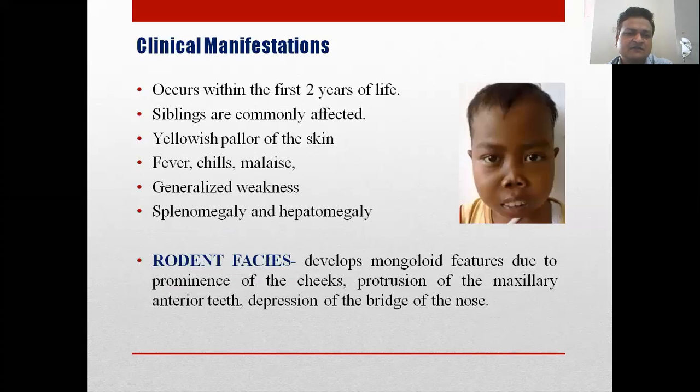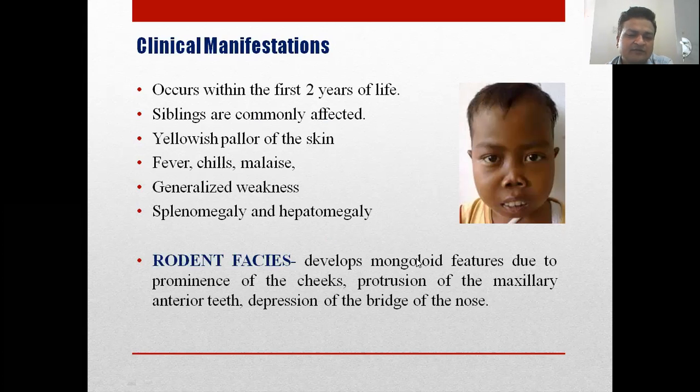Clinical manifestations in thalassemia cases occur within the first or second year of life, right? Siblings are commonly affected. 1 to 1 generation में तो हो ही जाएगा siblings में. Yellowish pallor of the skin रहेगा. Fever, chills and malaise. Generalized weakness, splenomegaly and hepatomegaly are the common clinical manifestations of thalassemia.